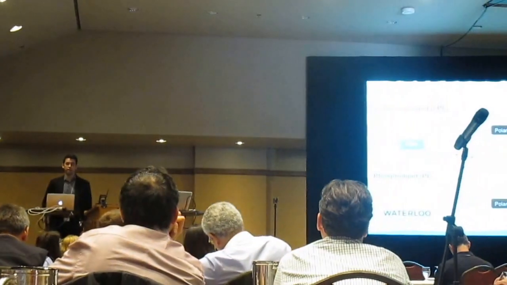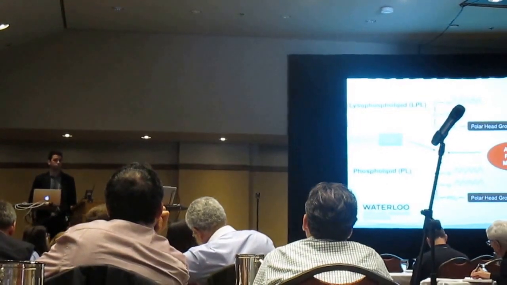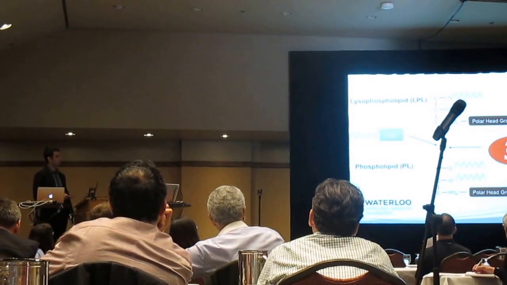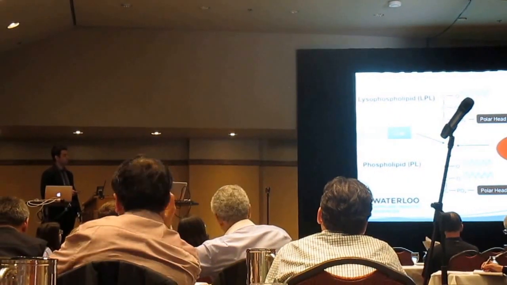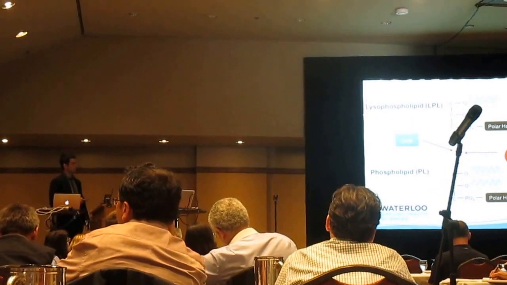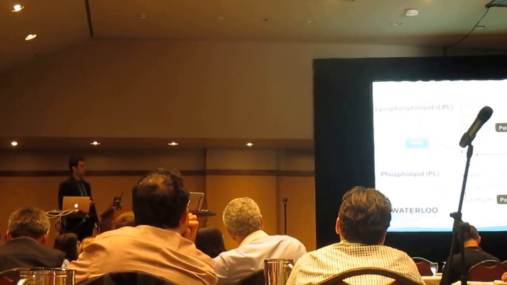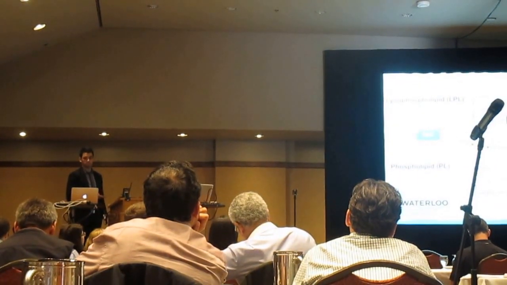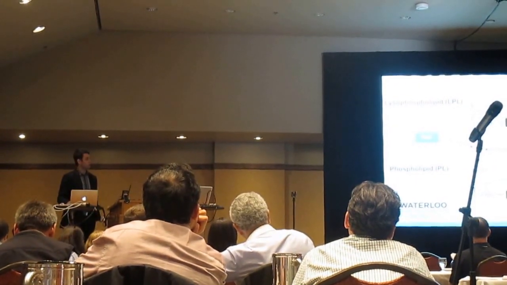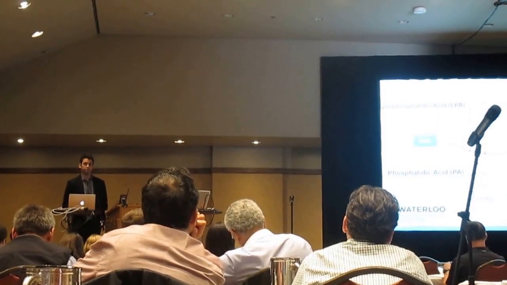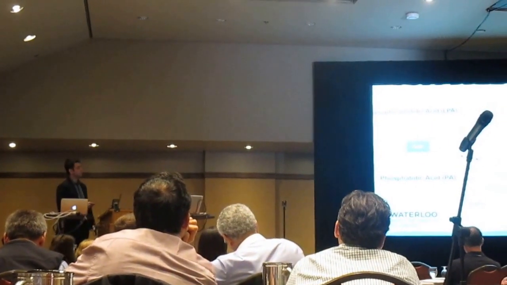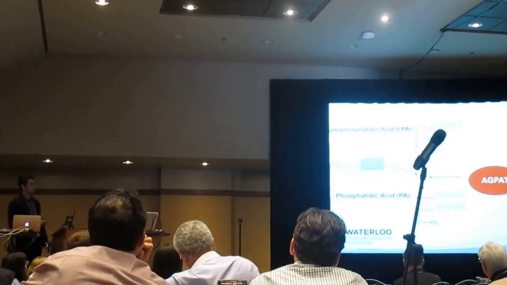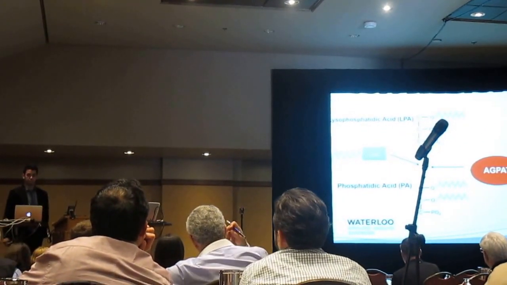AGPATs function in the Kennedy pathway, which is the pathway for triglyceride and phospholipid synthesis. An AGPAT family member converts a lysophospholipid into a phospholipid by esterifying fatty acyl-CoA at the SN2 position of the lysophospholipid. If a protein is truly functioning as an AGPAT, then it's converting lysophosphatidic acid to phosphatidic acid. And note that there's no polar head group attached to the phosphate.